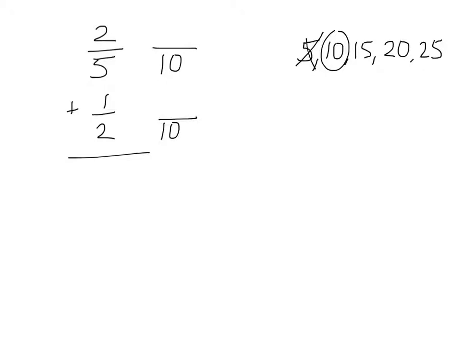And now I say, okay, what did I do? Whatever you do to the numerator, you do to the denominator and vice versa. So I multiplied 5 times 2 and I get 10. So I need to multiply the numerator by 2 and I get 4. Same thing for the bottom number. I multiplied my denominator by 5. So I multiply my numerator by 5 and I get 5. Then I add these together and I get 9/10. And that's already in simplest form.